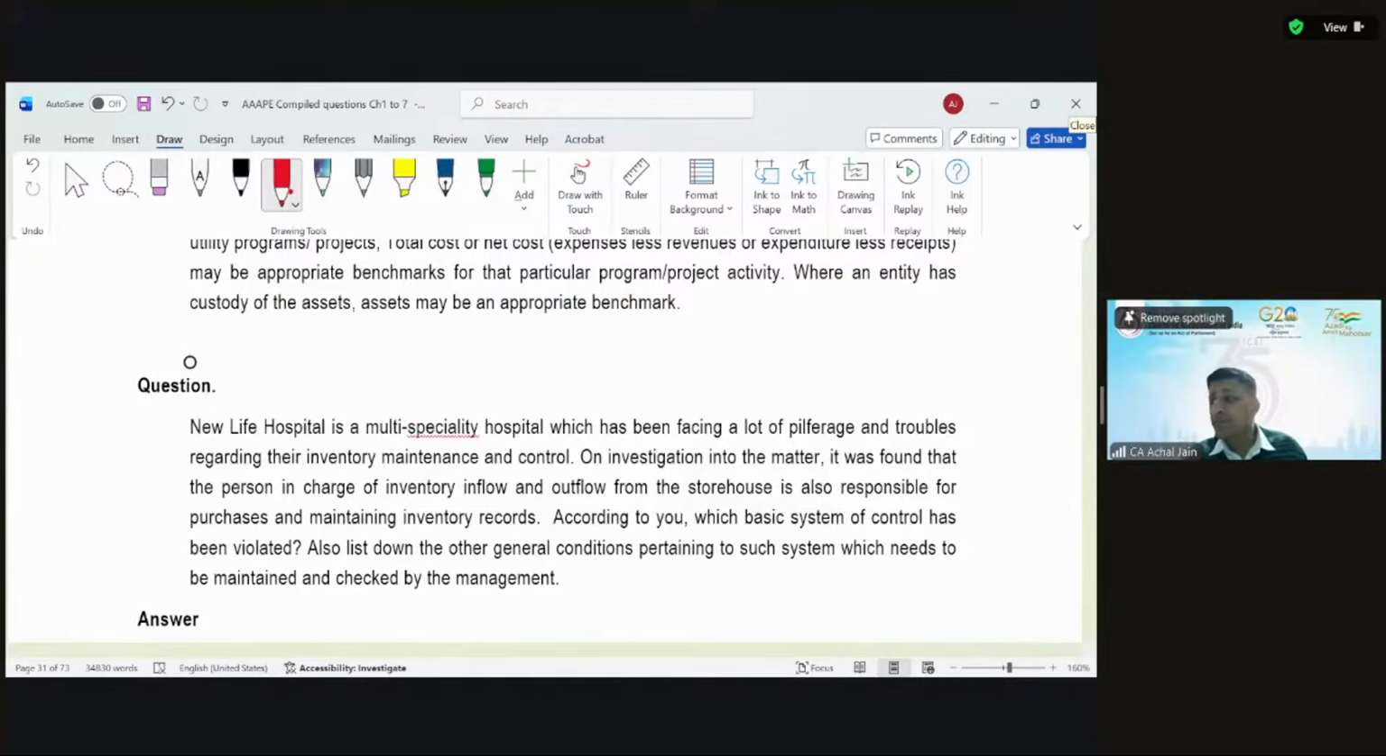New Life Hospital is a multi-specialty hospital which has been facing a lot of pilferage and troubles regarding their inventory maintenance and control. So it seems there's a problem in terms of their inventory. Inventory management is a concern, because if there's pilferage, it's a serious concern actually.